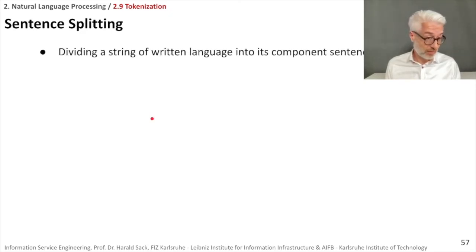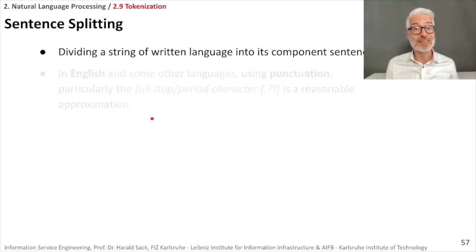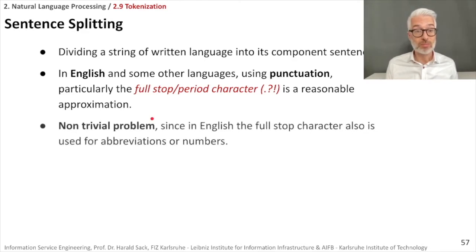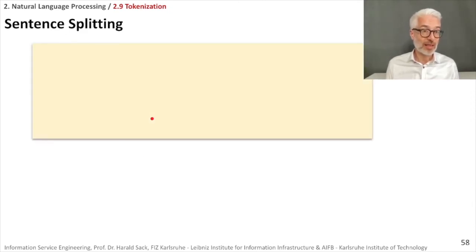Sentence splitting should be easy. We want to divide a string of written language into its component sentences. This means in English, and also in some other languages, we are using punctuation, particularly the full stop, the period character, for example, the question mark, the exclamation mark. If you look for that, you already have a reasonable approximation, but it's not necessarily 100% correct, because this is a non-trivial problem, since in English the full stop character is also used, as we have already seen, for abbreviations and numbers, like in Mr. or in 4.5.